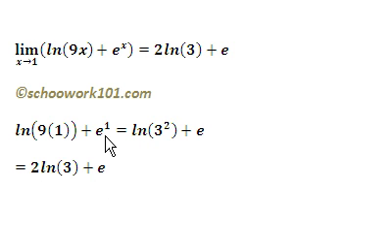Now either one of these answers is really correct. However, this has just kind of been simplified about as far down as you can get. So we have 2 times the natural log of 3 plus e. Now we would never really write e to the 1. We just simplify it down as e.